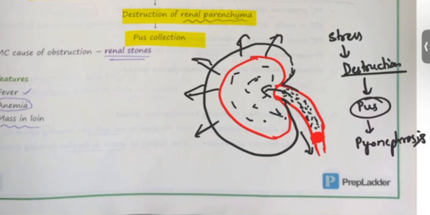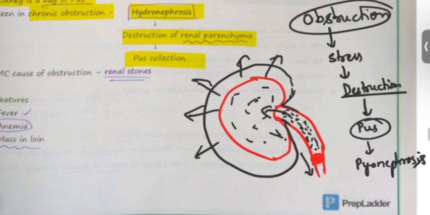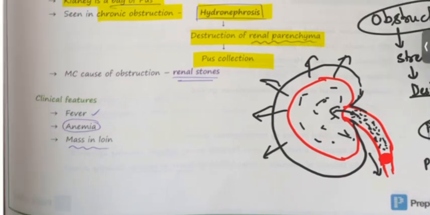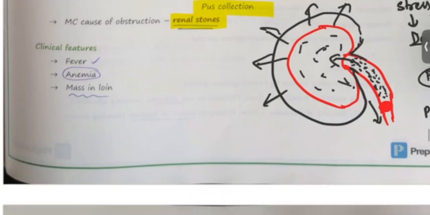Okay, so the major event which is necessary or which is leading to pyonephrosis is obstruction. It can be at any level. It can be at the upper 1/3 of the ureter or lower 1/3 of the ureter or at the renal pelvis itself. So wherever the obstruction is, this will be the sequel that will follow. And the most common cause being renal stone. So what will be the clinical feature?